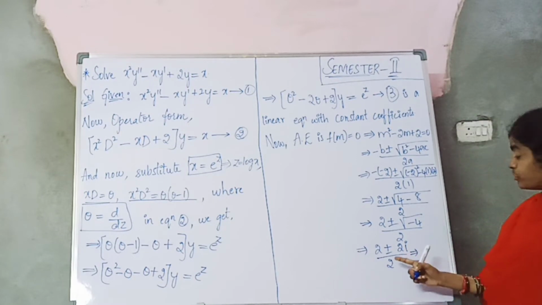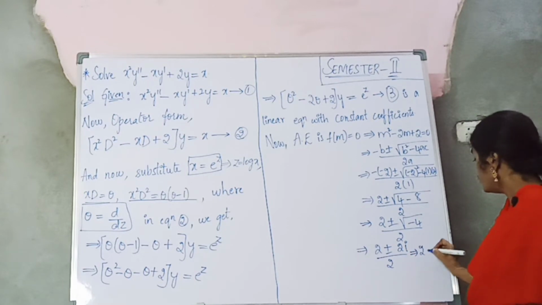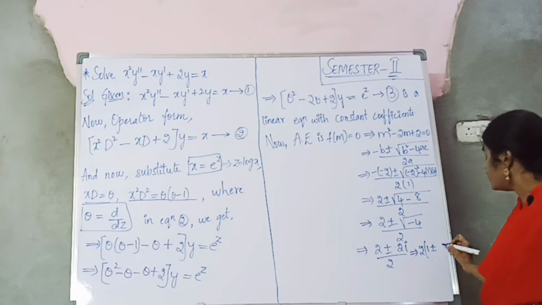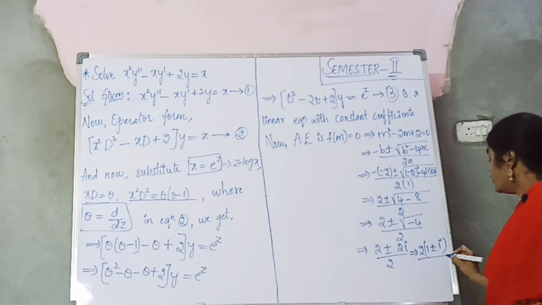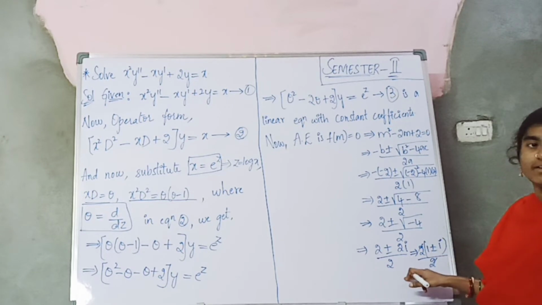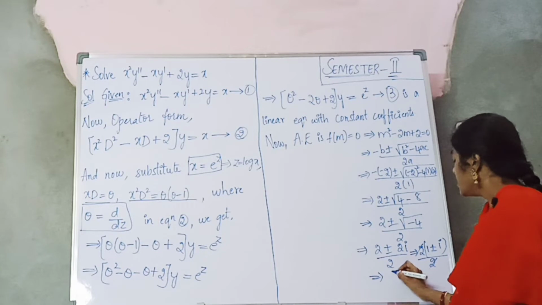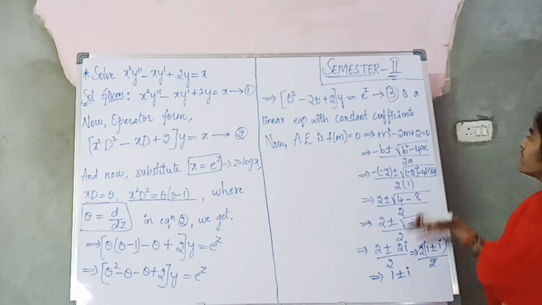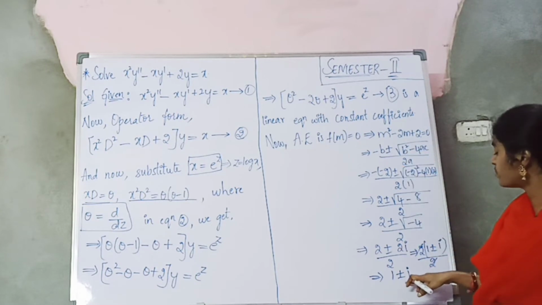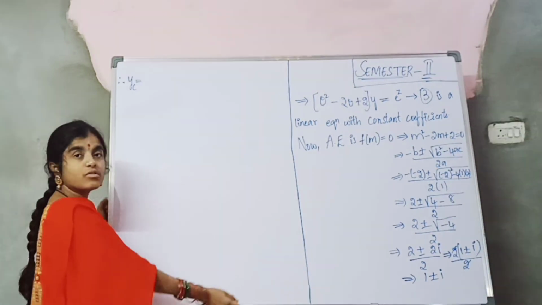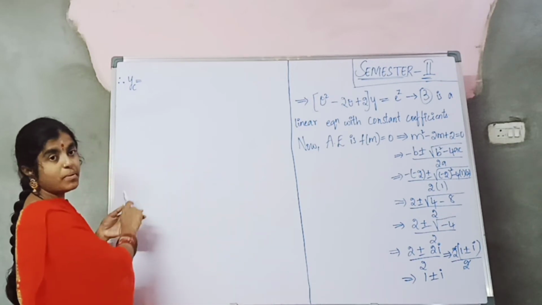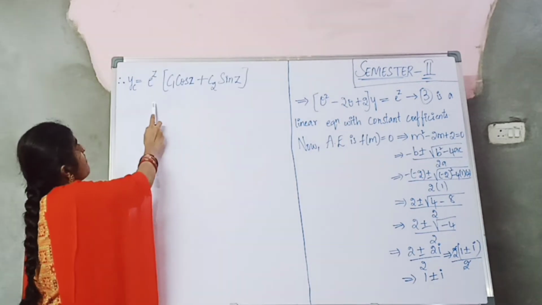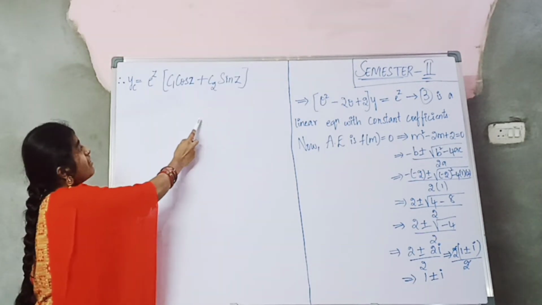That implies here we have to take 2 common. 2 into 1 plus or minus i by 2 as it is. Here both 2's will be cancelled. What is remaining here? 1 plus or minus i. So this is the root of this equation, 1 plus or minus i. So here the roots are imaginary. Then what is the complementary function? Therefore the complementary function yc equals to e power z into c1 cos z plus c2 sin z.